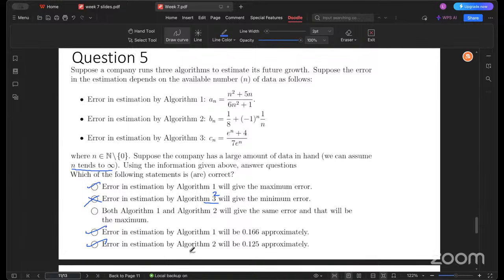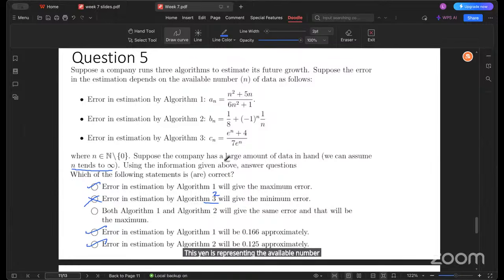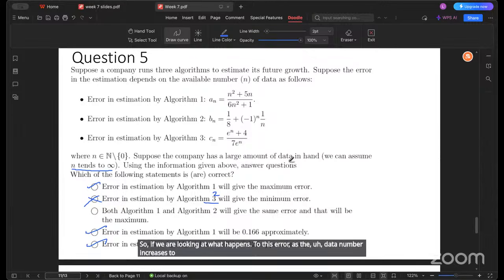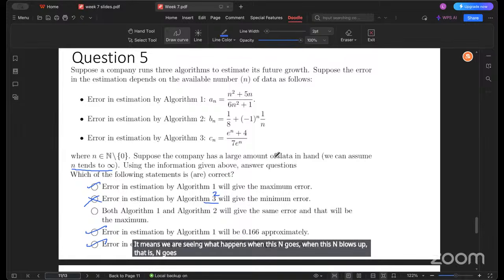In the question only, I was asking why is particularly. Okay. Because here, the question is about the error estimation on the number of available data. So here, this n is representing the available number of data. So if we are looking at what happens to this error as the data number increases to very large, it means we are seeing what happens when this n blows up, that is n goes to infinity. You understand in the context now?